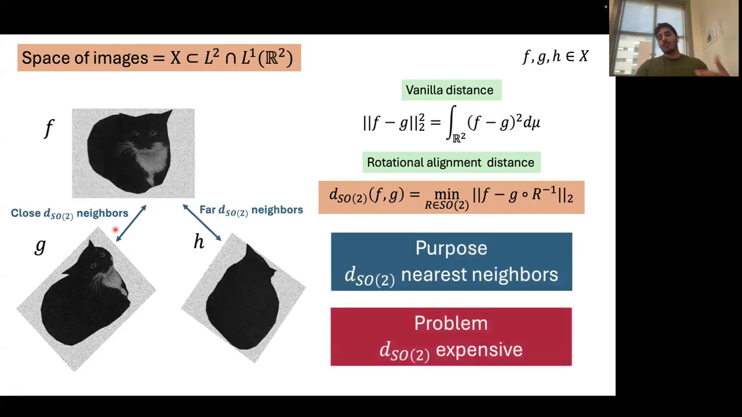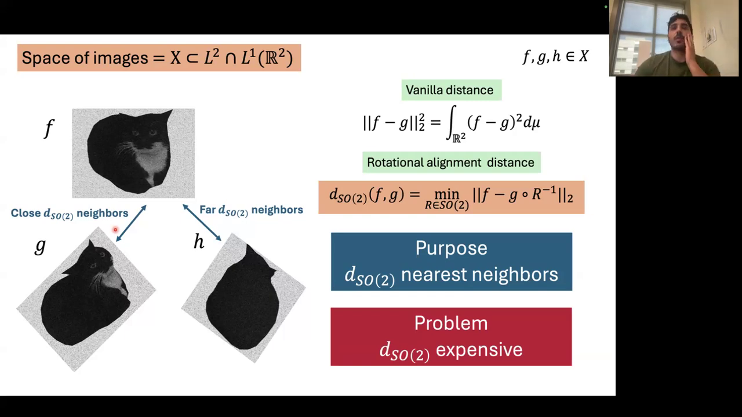But the issue is that this distance is very expensive. The DSO2 itself is expensive because you're comparing two pixel grids and you're rotating one to match with the other. What does that even mean? How do you rotate a pixel grid and match it with another pixel grid? And you have thousands of pixels in the image, so it's making the distance itself expensive. But also nearest neighbors, doing it the naive way, where you compute the whole distance matrix, and you have to compute distances between all pairs of images. That's also an expensive thing to do because you have thousands and thousands of images. So doing nearest neighbors the naive way is expensive.